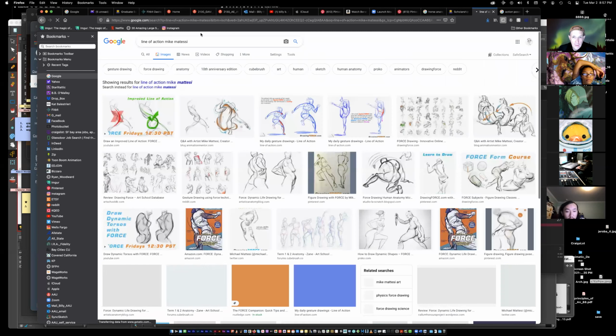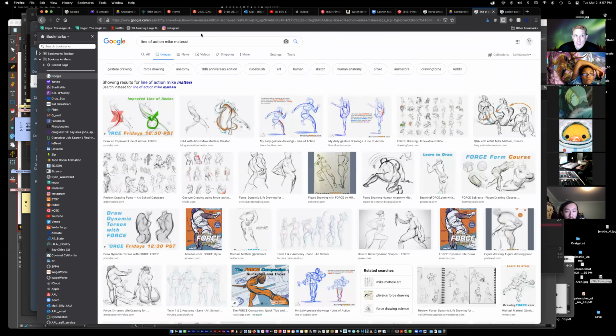So this artist's name is Mike Matasi. He is a life drawing artist. He lives up in North Bay, California here. He is the author of these Force books. And for many years, he taught life drawing at Pixar. So it might tell you a little bit about his prodigy, about where he starts from and where his poses end up.